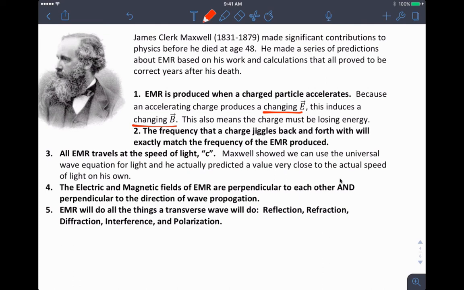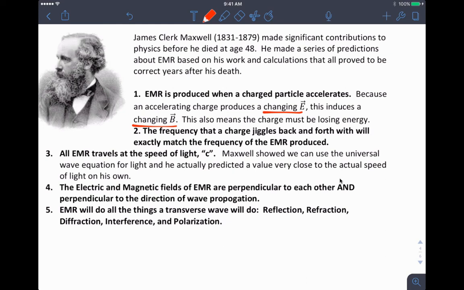The frequency that you do that will exactly match the frequency of the EMR produced. That's maybe not too surprising, but that's exactly how radio waves work. You accelerate electrons up and down an antenna at a certain rate. If you do that at 630,000 times a second, that's 630 kilohertz, it's AM 630. So the radiation will match that.